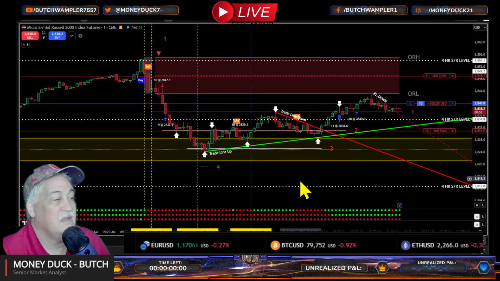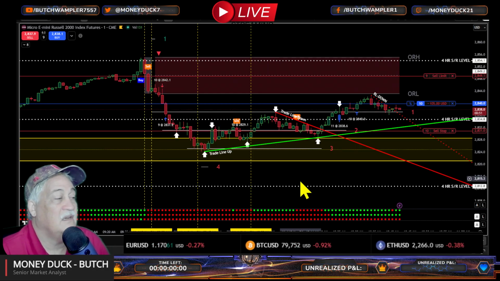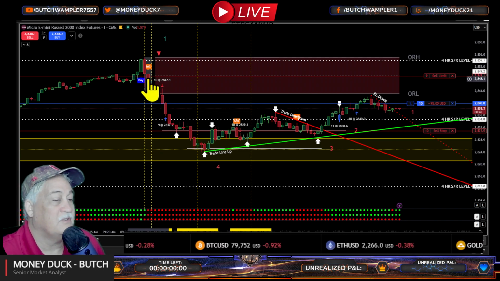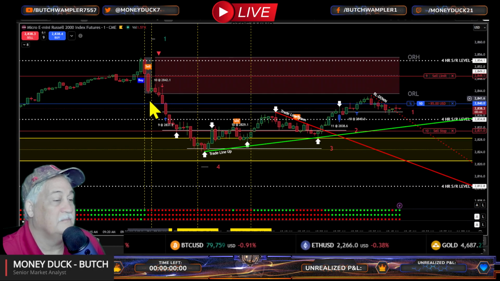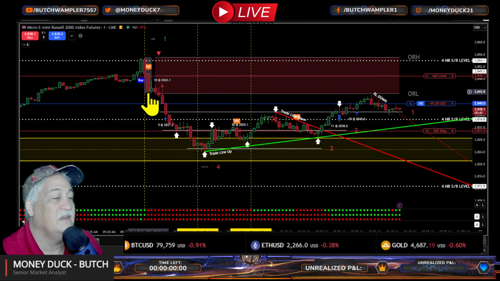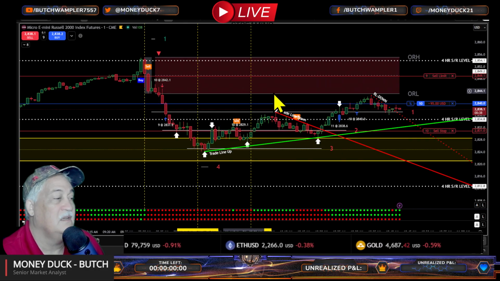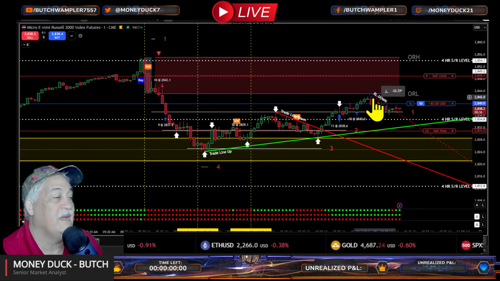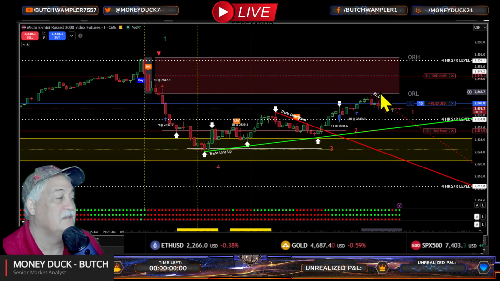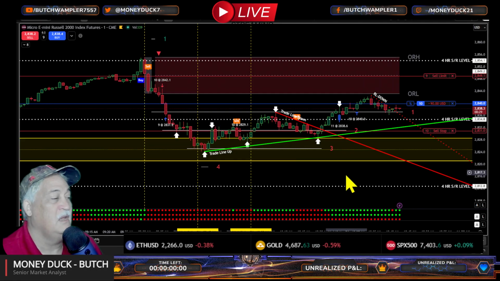So basically, it's come back to test the bottom of that range. And again, we only marked the first 3 minutes. Okay. Basically 9:30 to 9:33. It has pulled all the way back, touched the bottom of that little 3-minute range, and it's pulled back off of it.